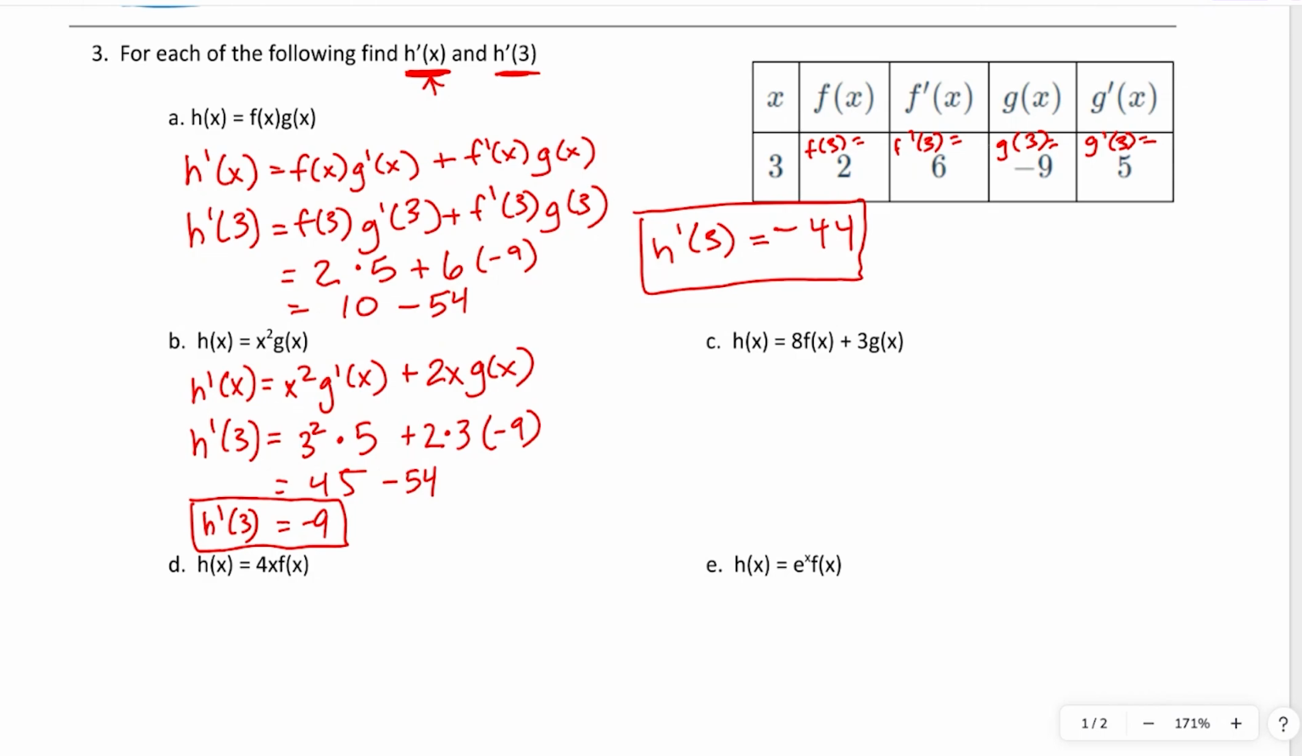All right, h of x is now 8 times f of x plus 3 times g of x. So this is not going to be a case where we need to use the product rule. We can just differentiate each term separately. So the derivative of h is just going to be 8 times the derivative of f plus 3 times the derivative of g.